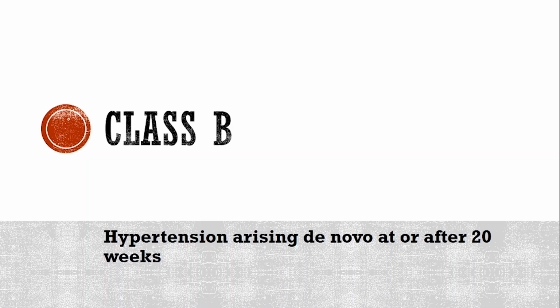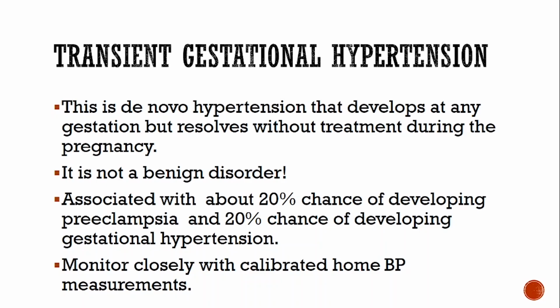The class B: hypertension arising de novo at or after 20 weeks of pregnancy. The first among these is transient gestational hypertension. This is a slightly new definition in ISSHP 2018. And what is it all about? It is de novo hypertension that develops at any gestation but resolves without treatment during the pregnancy. So remember that it is a subclassification of de novo. It developed during the pregnancy but resolved without treatment.